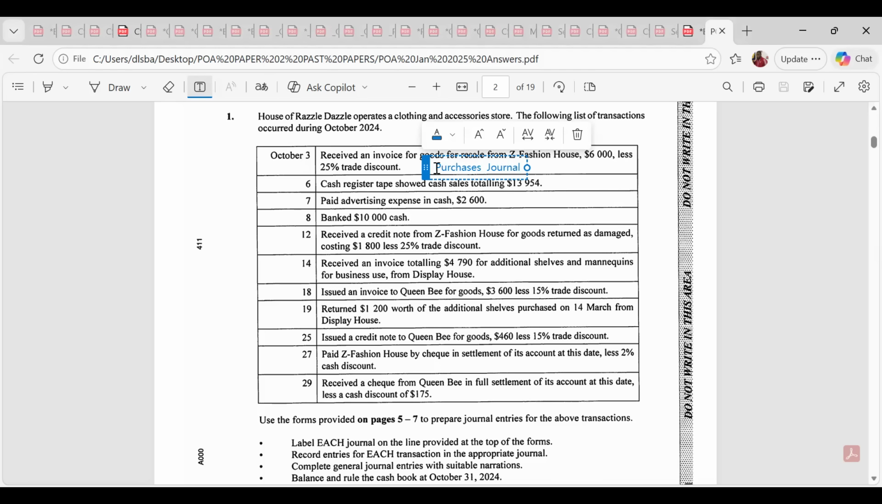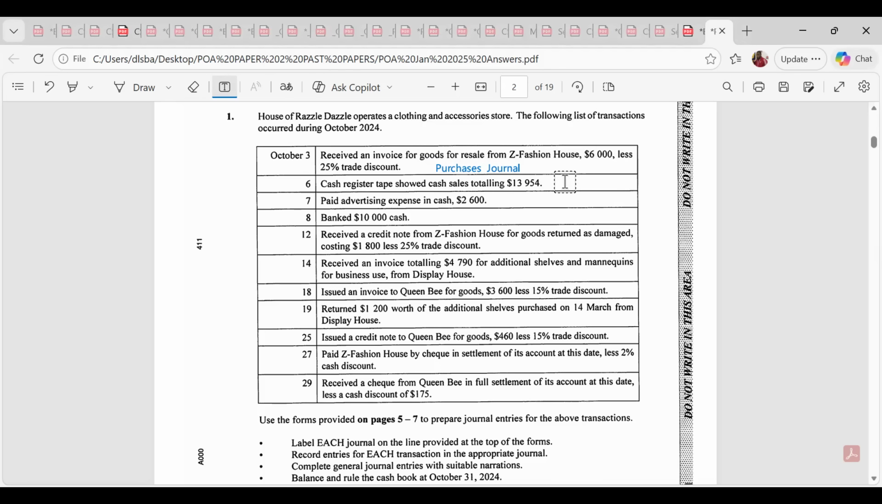Next one. Cash register tape showed cash sales totaling 13,954. Which journal would that go into? Cash book. The cash book. Once it's a cash or bank transaction, doesn't matter what it's for, goes into the cash book. So if you paid advertising expense in cash, that goes where? Cash book. If you banked $10,000 cash, that goes where? Cash book.